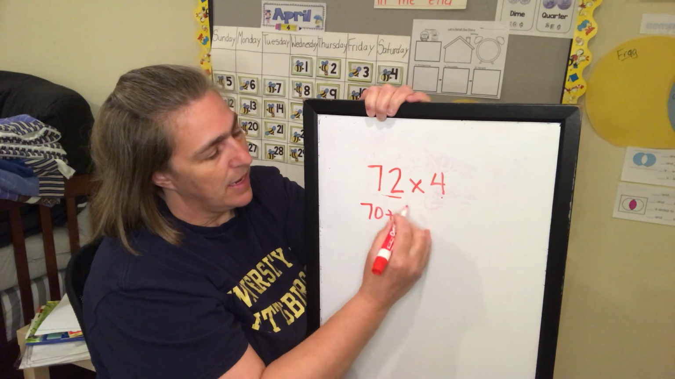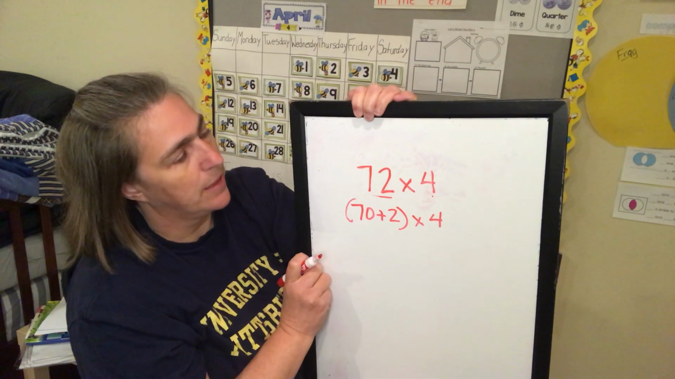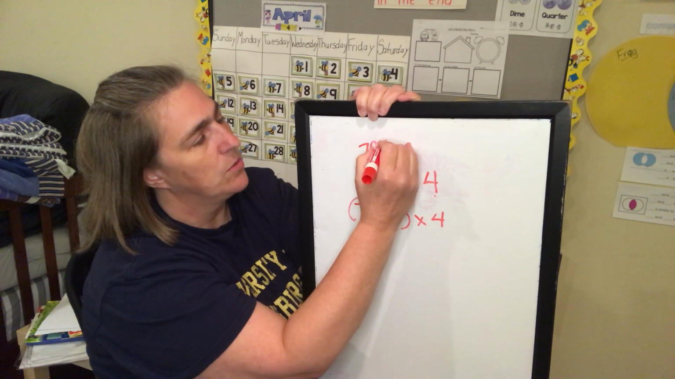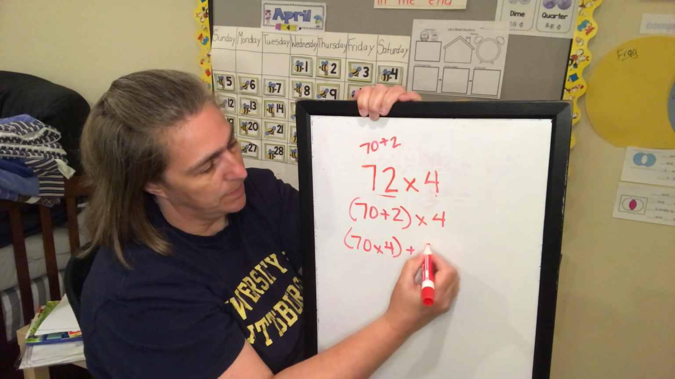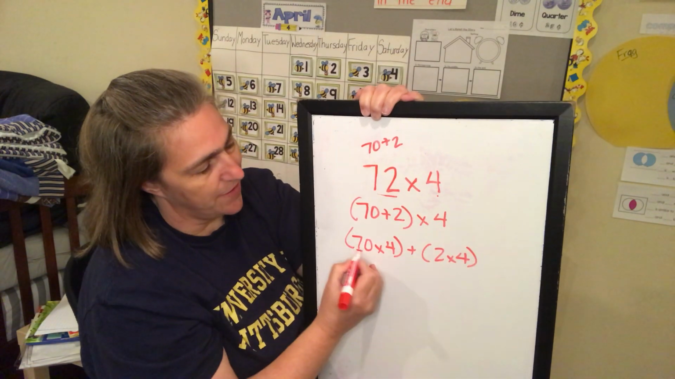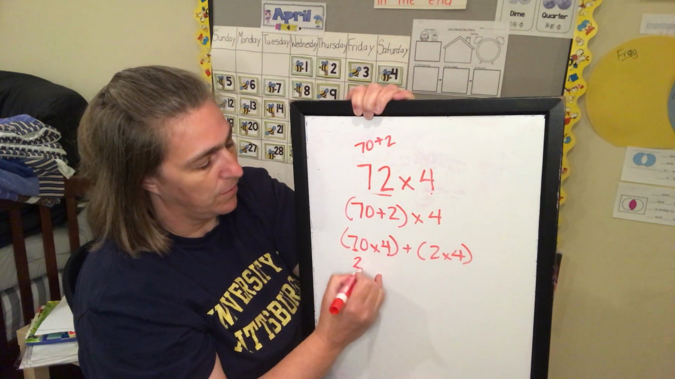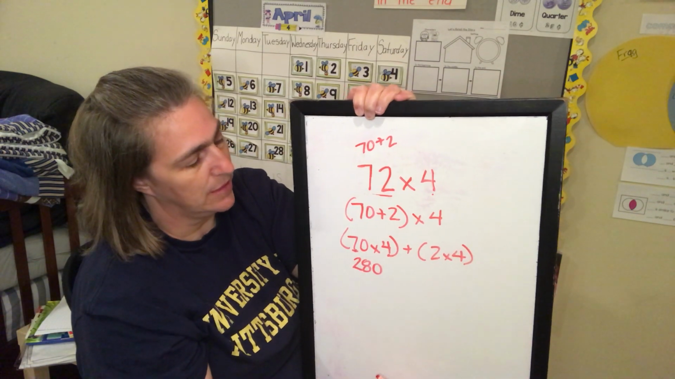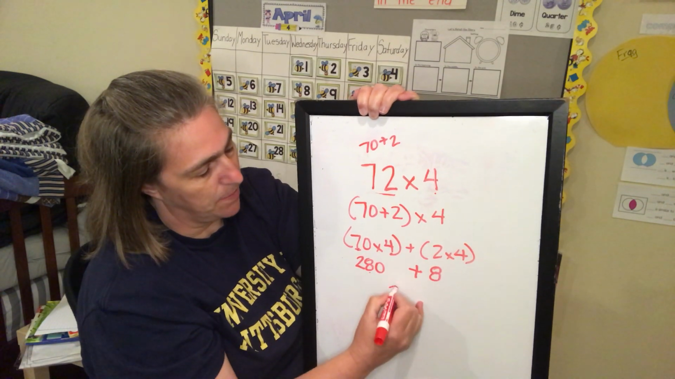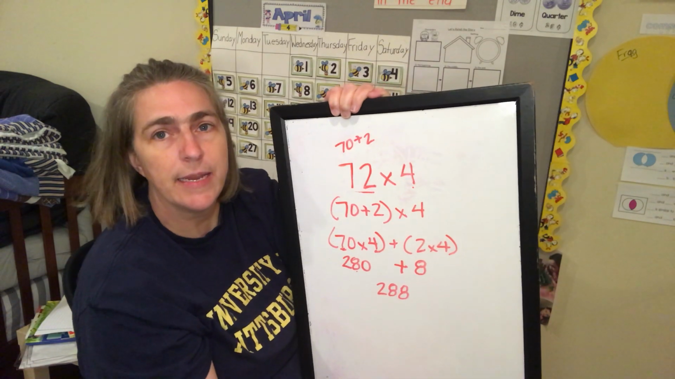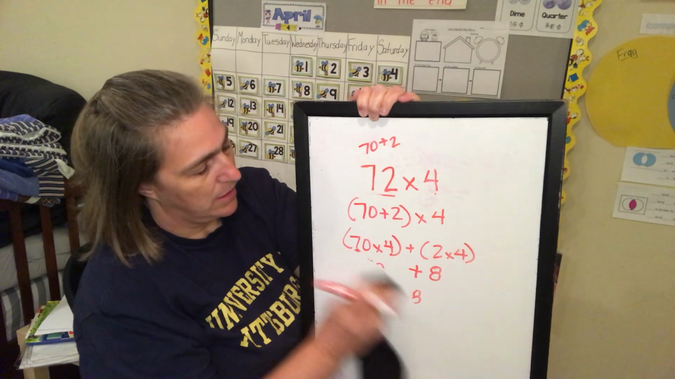Another strategy that they learn is that this is the same as 70 plus 2 times 4. So I'm taking this 72 and I'm breaking it up, and then I'm going to distribute the 4 through the problem. So 7 ones times 4 ones is 28. So 7 tens times 4 would be 28 tens. Plus 2 times 4 is a fact I know. I add my partial products together and I have 288. So this is one way that a lot of the children have chosen to represent this problem.